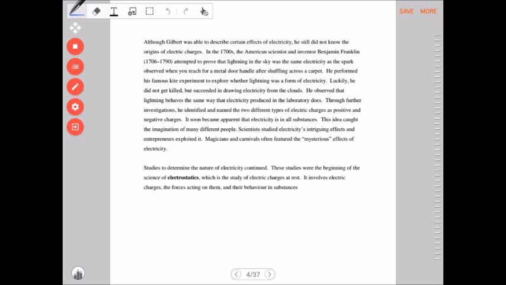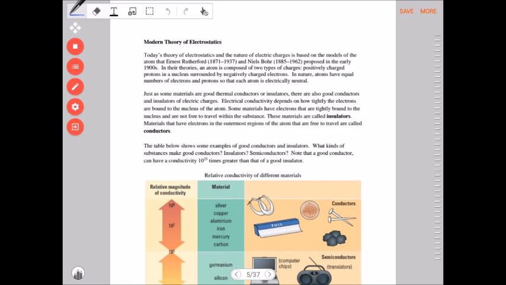Studies to determine the nature of electricity continued. These studies were the beginning of the science of electrostatics, which is the study of electric charges at rest. It involves electric charges, the forces acting on them, and their behavior in substances. All right, so let's start into the modern theory of electrostatics.